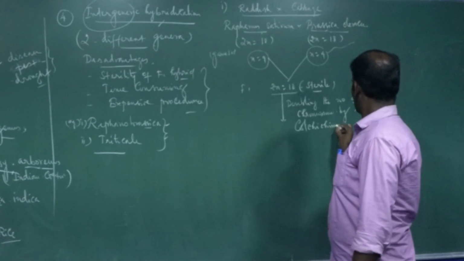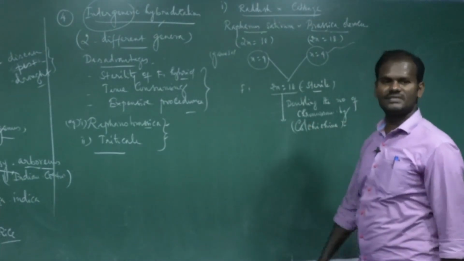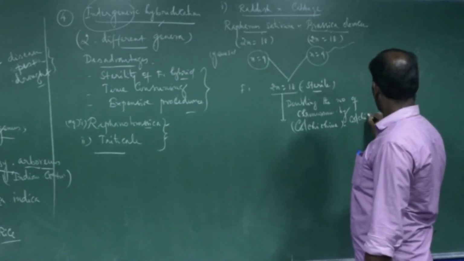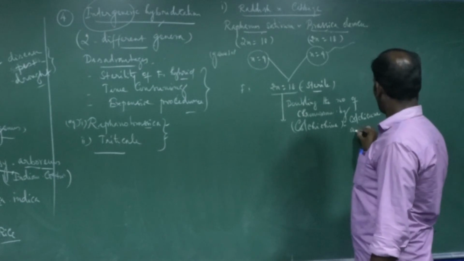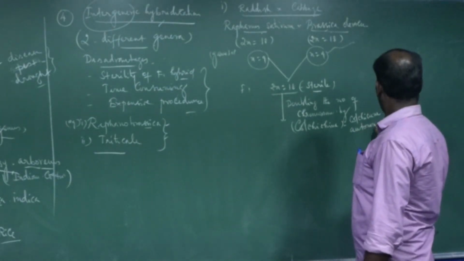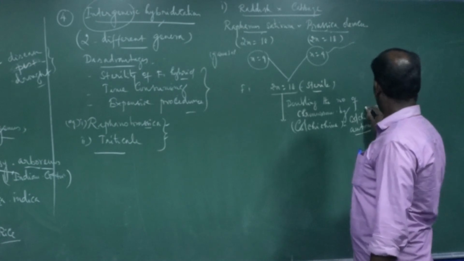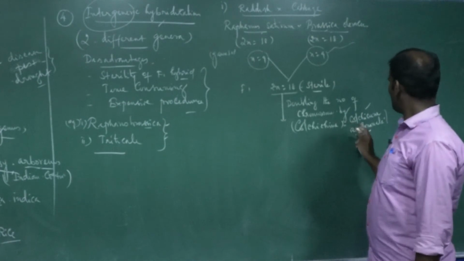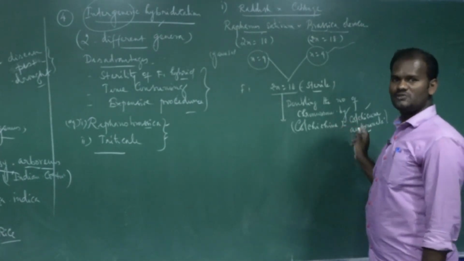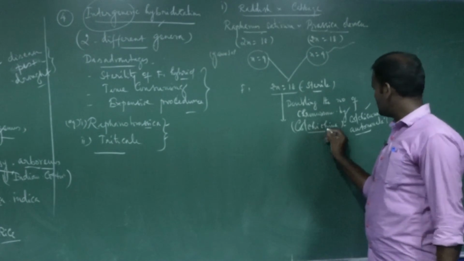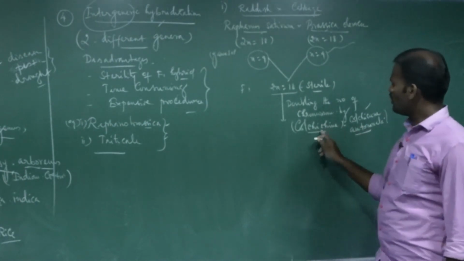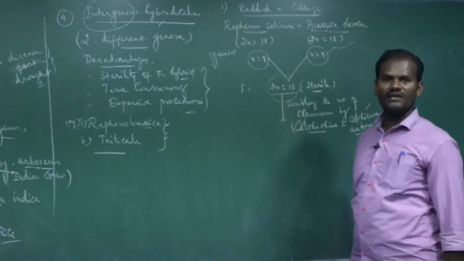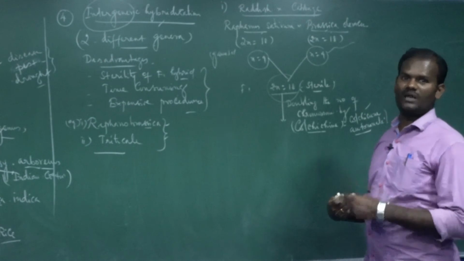Colchicine is a chemical substance obtained from Colchicum autumnale. It is a plant belonging to the Liliaceae family. Colchicum autumnale is the source of the chemical substance called colchicine. The colchicine obtained from this plant is applied to the tip of the hybrid plant, which induces doubling of the number of chromosomes.